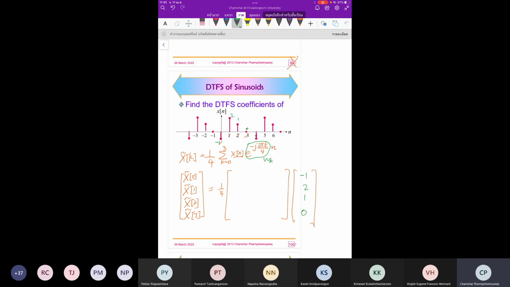Okay. This is the K, right? This is K equal to 0. This is K equal to 1. This is K equal to 2. This is K equal to 3. And that's the N, right? This is N equal to 0, N equal to 1, N equal to 2, and N equal to 3. So this one would be W0 to the 0, W0 to the 1, W0 squared, and W0 to the third.